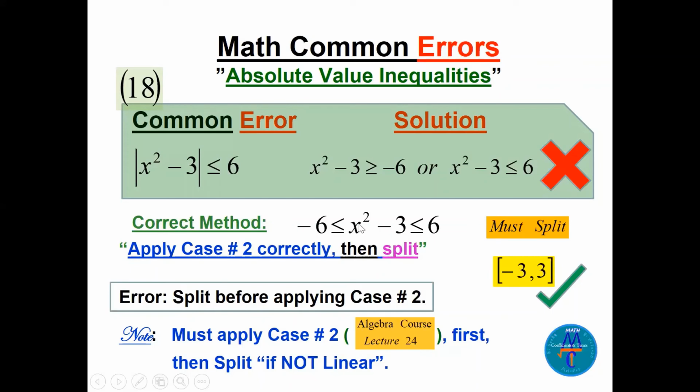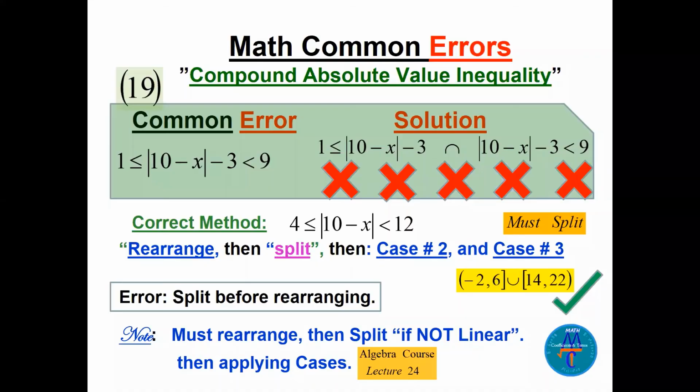So apply case number 2, then split if not linear. This is polynomial or quadratic or cubic or rational or absolute value. You have to split all except only linear.